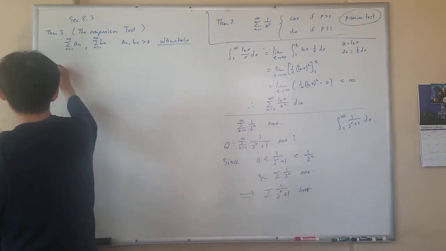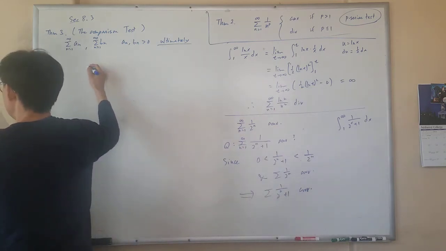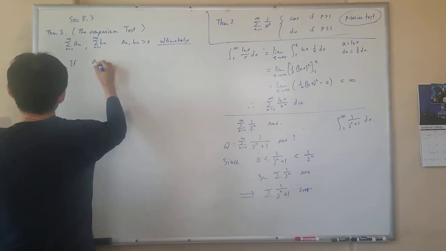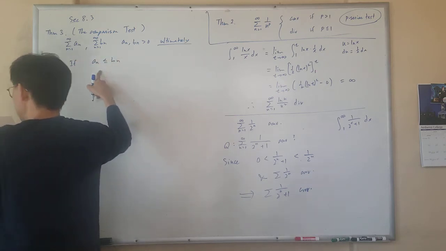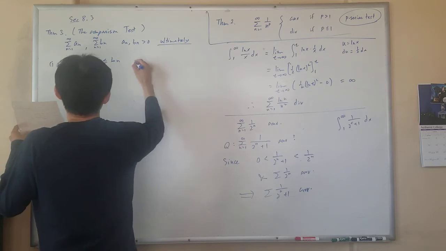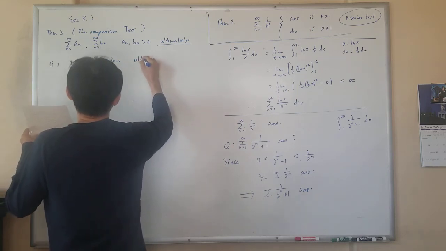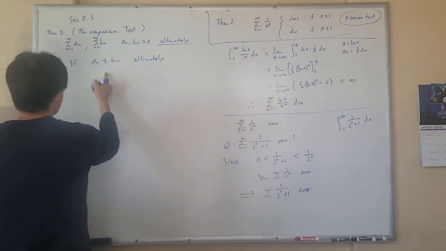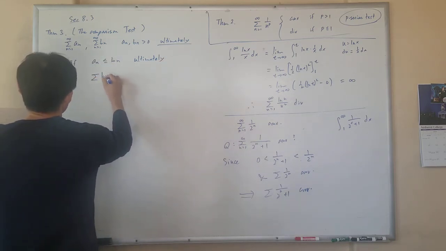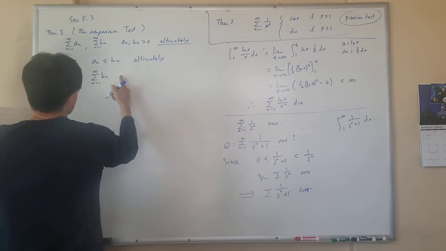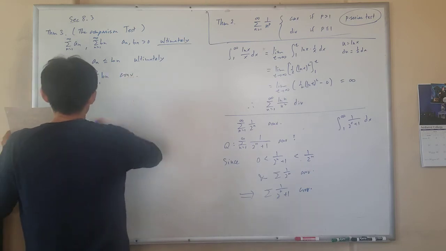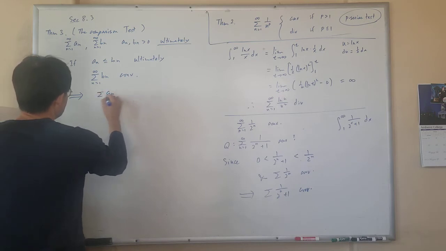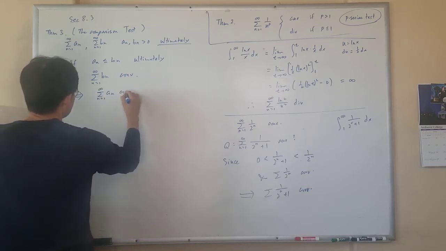Now, first, if a_n is less than or equal to b_n, ultimately, and the larger series converges, then the smaller one definitely converges. Okay?